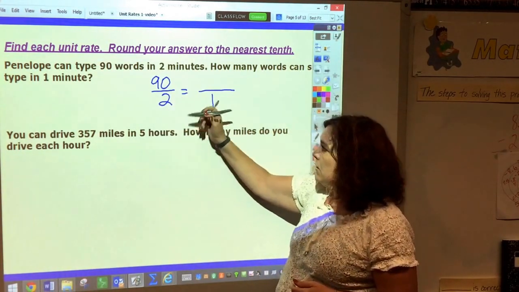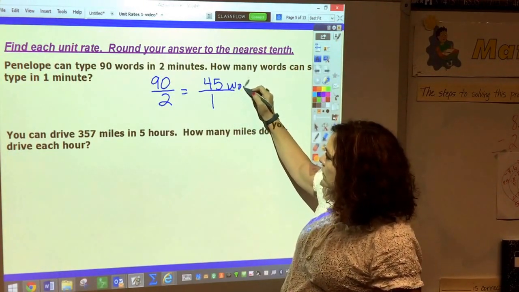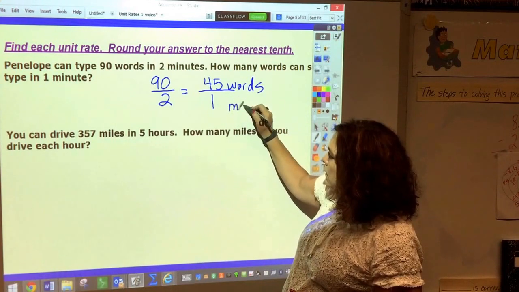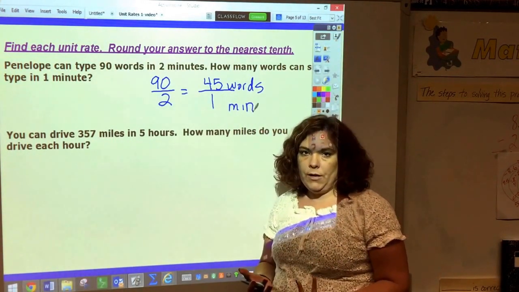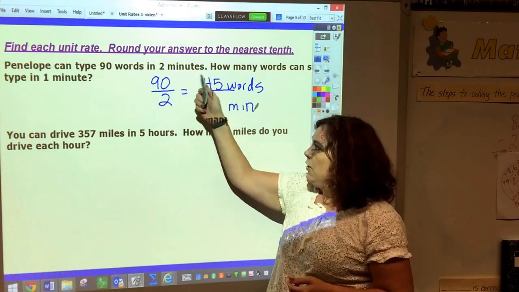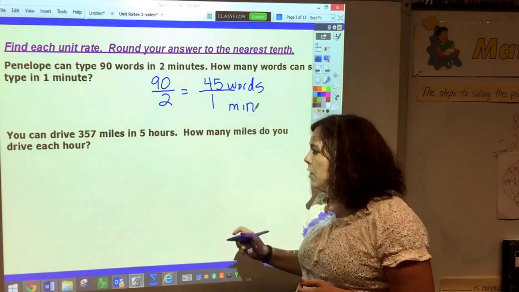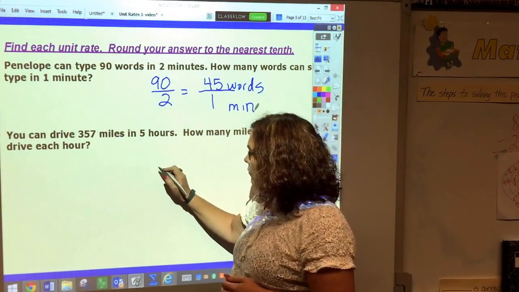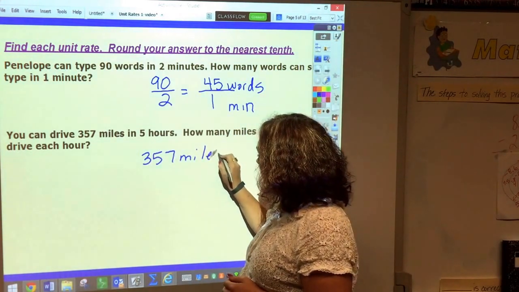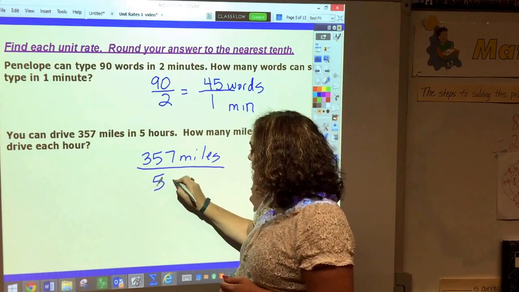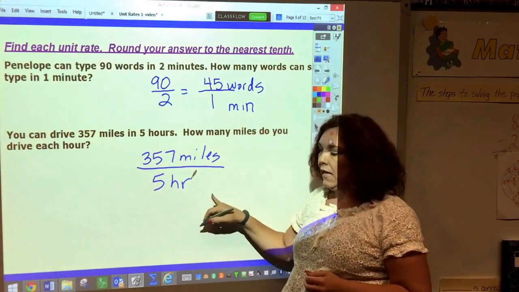So 90 divided by 2 is 45. So it's 45 words per minute. Okay? So that's the way you do a unit rate. You can do it as a ratio and a scale factor, but you don't have to. You can just divide. So you can drive 357 miles in 5 hours. Okay? How many miles can you drive each hour? So that's getting this to 1.